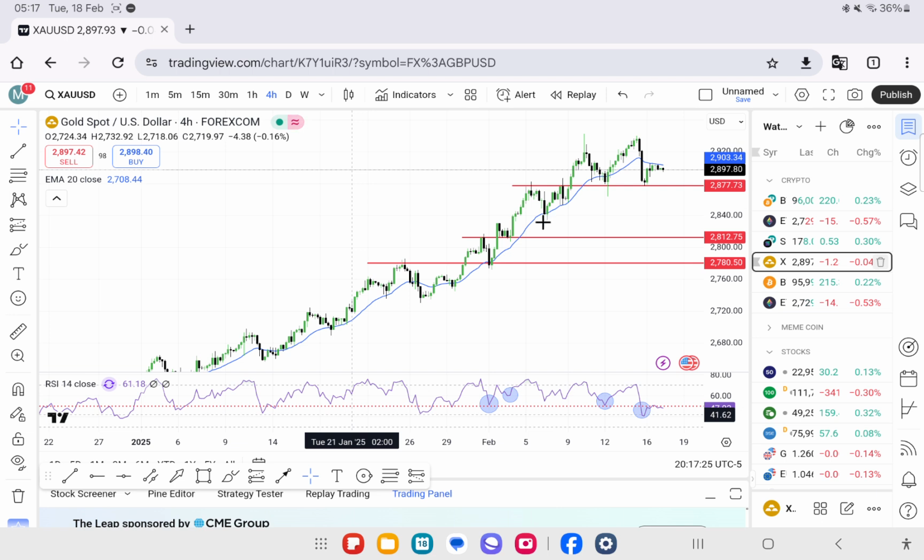And why am I not recommending you to buy here? Because we don't have any price action movement which is telling us to buy from this level.